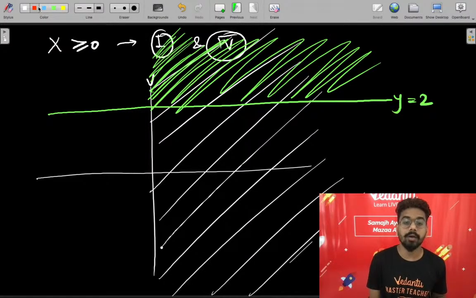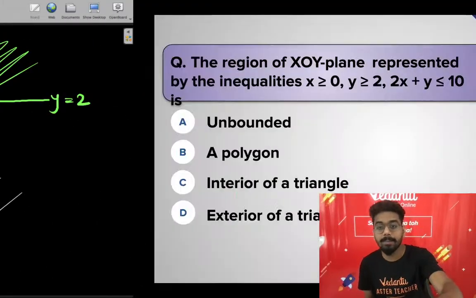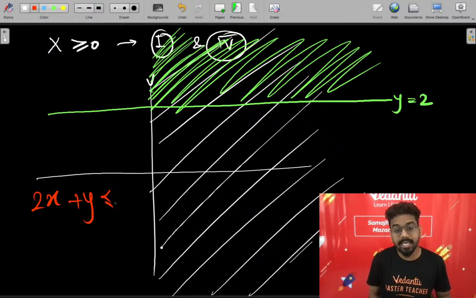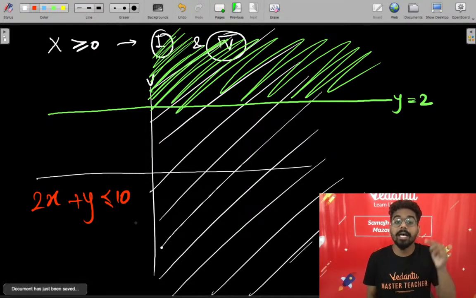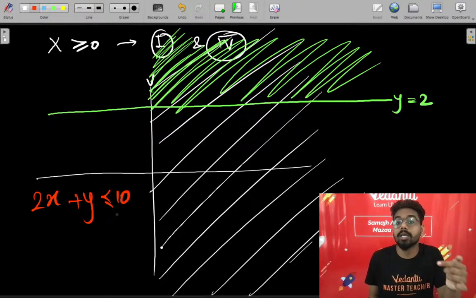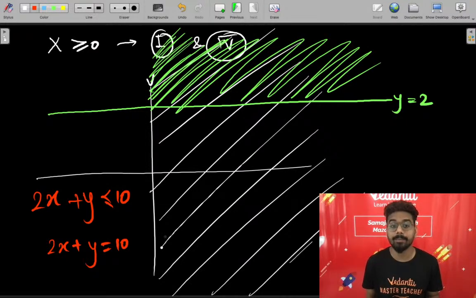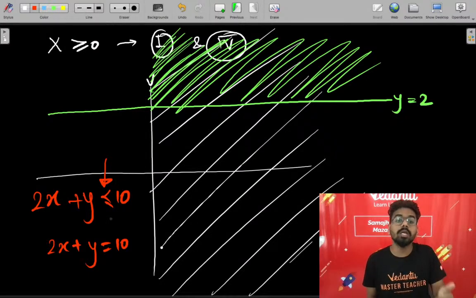And one last thing over here, it is given 2x plus y less than 10. Now how do we solve this? For this you need to check, if this is not an inequality but an equality, this would be our equation of a line. You always have to do it like this. It does not matter whether there is an equality or not, you will always treat it as an equality to draw the line. Now let's draw.